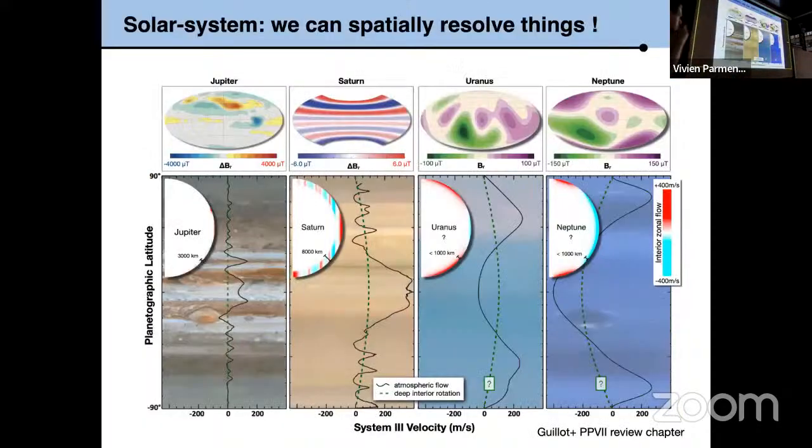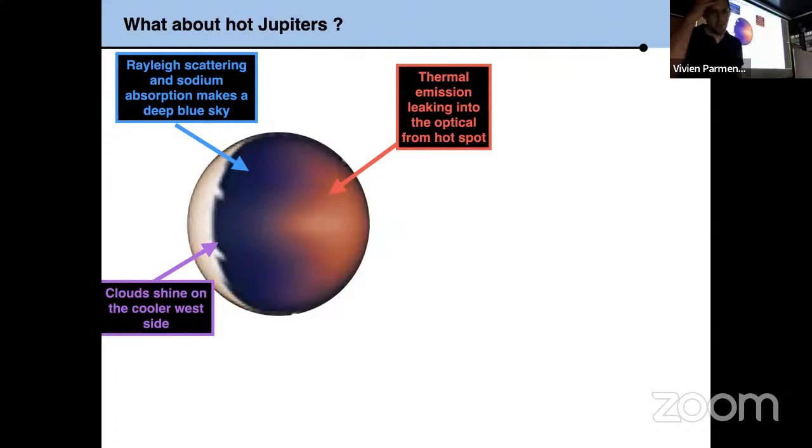The advantage we have on solar system planets is that we can spatially resolve things, and that's right. Again, I'm opening an open door. I don't know how you say that in English. I'm stating the obvious, but right, we can do cloud tracking on Jupiter, measure directly the wind speed. So we really have spatially resolved data. That's really helpful. On hot Jupiters, though, on exoplanets, usually we don't.